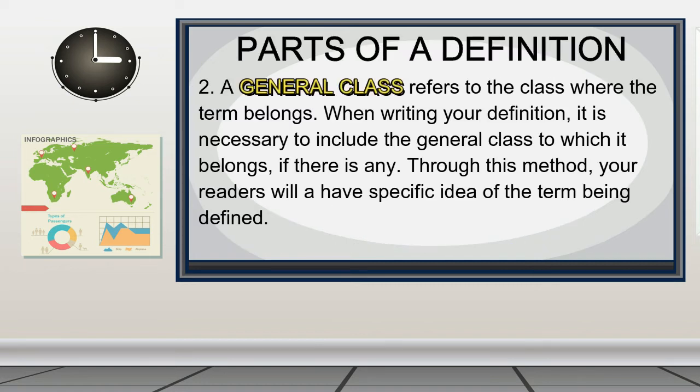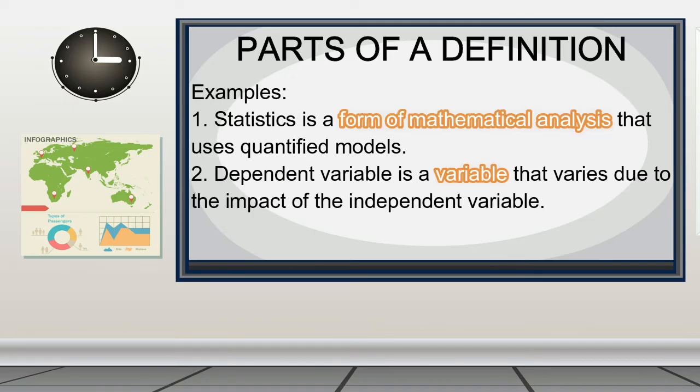The second part of a definition is class or general class. A general class refers to the class where the term belongs. When writing your definition, it is necessary to include the general class to which it belongs, if there is any. Through this method, your readers will have a specific idea of the term being identified. For example, statistics is a form of mathematical analysis that uses quantified models. Dependent variable is a variable that varies due to the impact of the independent variable.